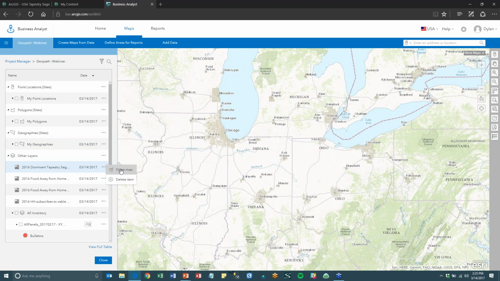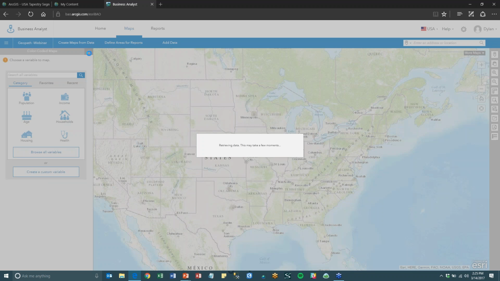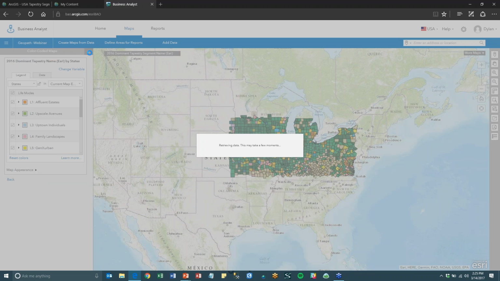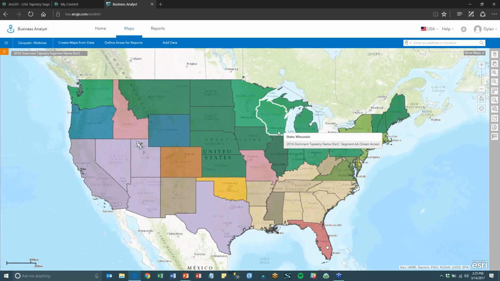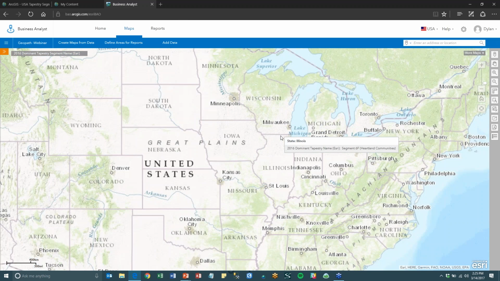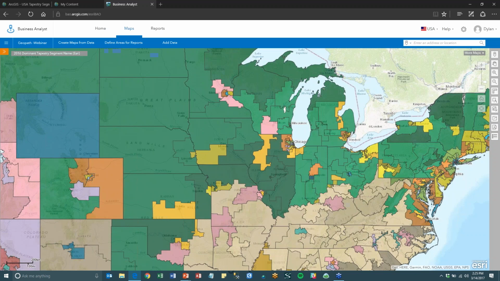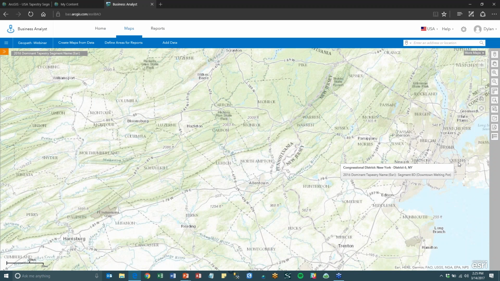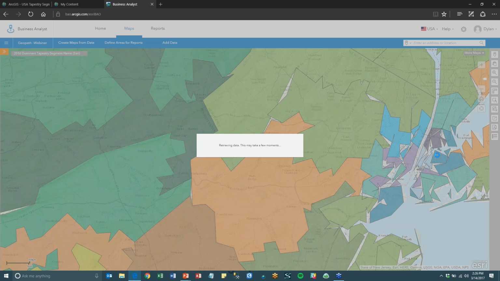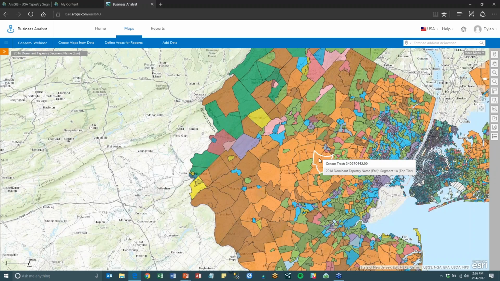And here is the predominant Tapestry segmentation for the entire country. This is by state, and of course you can zoom in to a particular area. We'll go over into New York, where it's nice and covered in snow today. And you can see the predominant Esri Tapestry segmentation in this area. This census tract, 340270442, is this top tier. That's the predominant segmentation in that area.